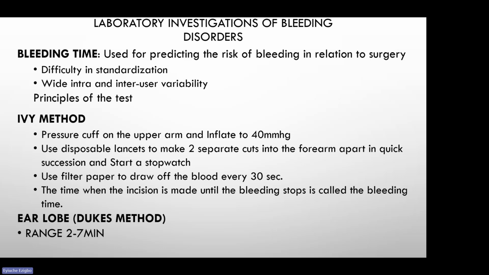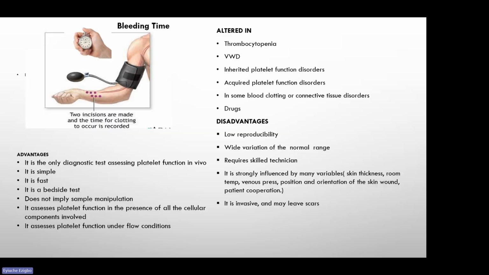So in the Duke's method, put the pressure on the upper arm. As you can see in this diagram, this is the pressure cuff inflated to 40 millimeters of mercury, then using the lancet to make the incisions and using the filter paper to remove the blood as it forms, and then timing it until the oozing of the blood stops.